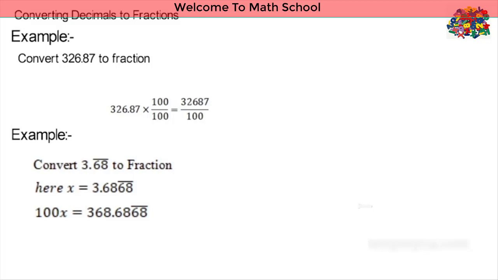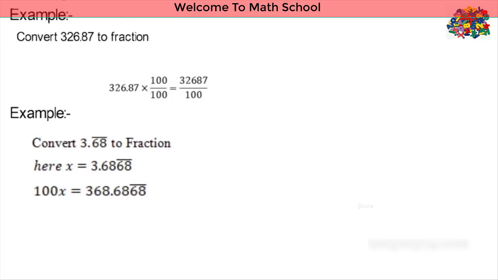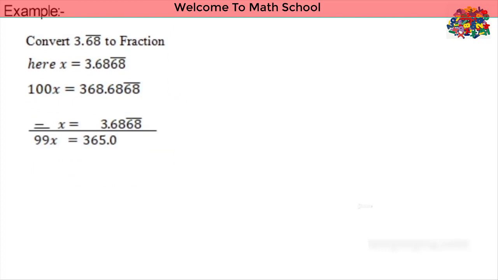Now the value of 100x we already know, that is 368.6868 bar. If you subtract both, if you observe, both 100x and x have the same decimal value, so 100x minus x comes to 99x, and 368.6868 minus 3.6868, the value comes as 365.0. So now you are able to make the decimal part 0. Then the value of x is equal to 365 divided by 99.